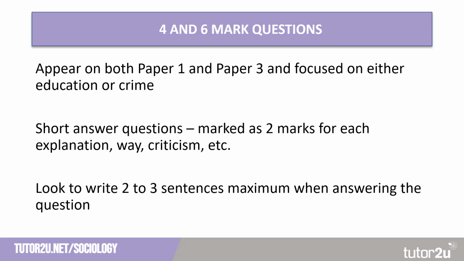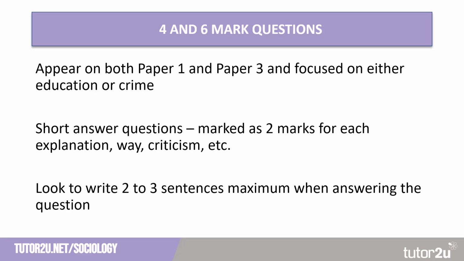Now the 4 and 6 mark questions, as we've mentioned in this series already, appear on both Paper 1 and Paper 3, and they're focused on either education in Paper 1 or crime in Paper 3. They are short answer questions, and they are marked as 2 marks for each explanation, way or criticism. So for example, on a question that says outline and explain 2 ways, you are getting 2 marks for the first explanation and 2 marks for a second explanation. You need to write about 2 to 3 sentences maximum when answering these type of questions.